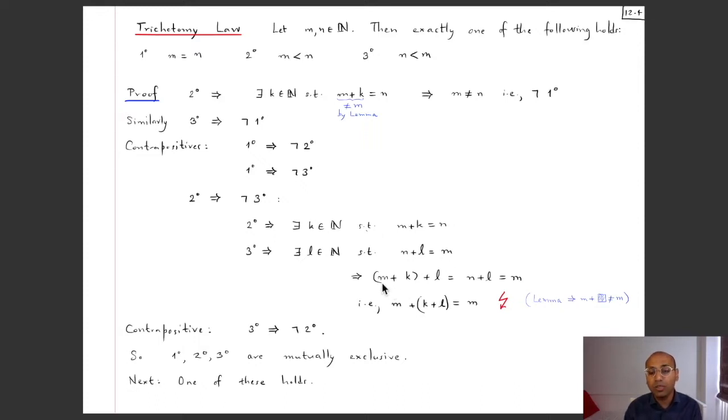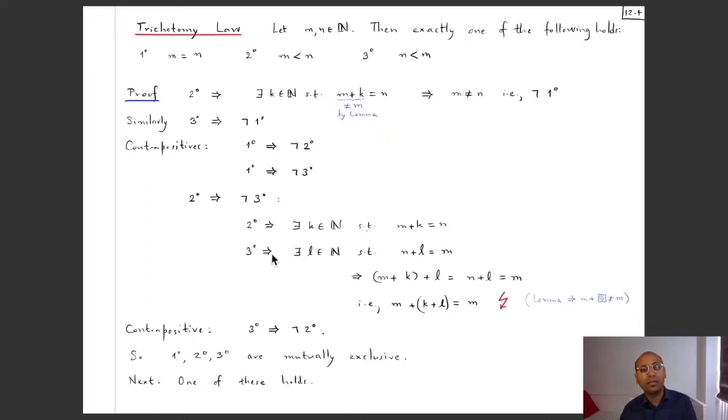Now, if you look at what is m plus k plus l, this m plus k is nothing but n, so you can replace this m plus k by n. So this becomes n plus l, but n plus l is again equal to m. So you get that m plus k plus l is equal to m. But by the associativity of addition, you can club these two together. So you get m plus (k plus l) is equal to m. And k plus l is some natural number. So you get m plus some natural number is equal to m, but that can't happen by the lemma. m plus any natural number is not equal to m. So we get a contradiction.